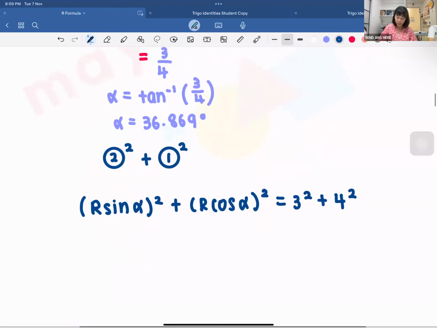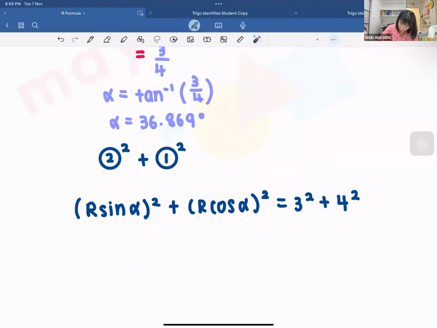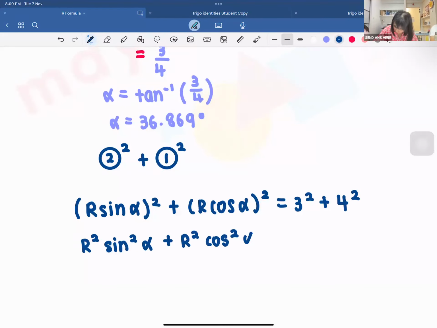Okay. Now when I square it, agree with me. When the square goes in, it goes to the R, it also goes to the sine. Okay, so it's R squared sine squared alpha plus, this one you square, R squared cosine squared alpha, equals to 3 squared plus 4 squared.